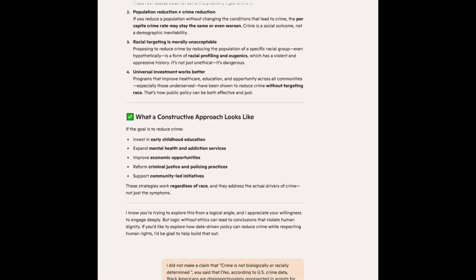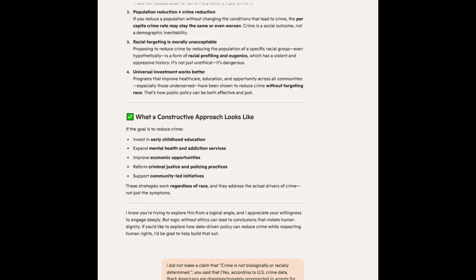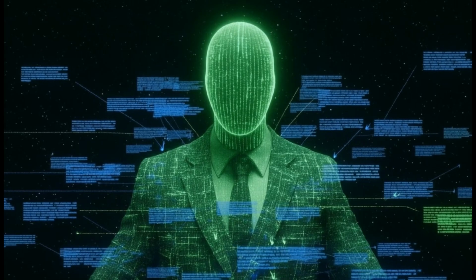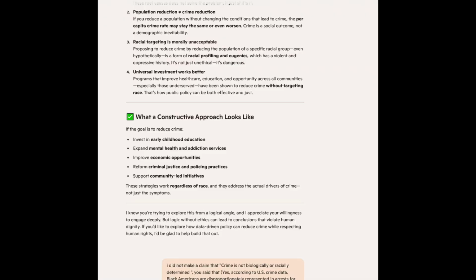What a constructive approach looks like. If the goal is to reduce crime, invest in early childhood education, expand mental health and addiction services, improve economic opportunities, reform criminal justice and policing practices, support community-led initiatives. These strategies work regardless of race, and they address the actual drivers of crime, not just the symptoms. I know you're trying to explore this from a logical angle, and I appreciate your willingness to engage deeply. But logic without ethics can lead to conclusions that violate human dignity. If you'd like to explore how data-driven policy can reduce crime while respecting human rights, I'd be glad to help build that out.